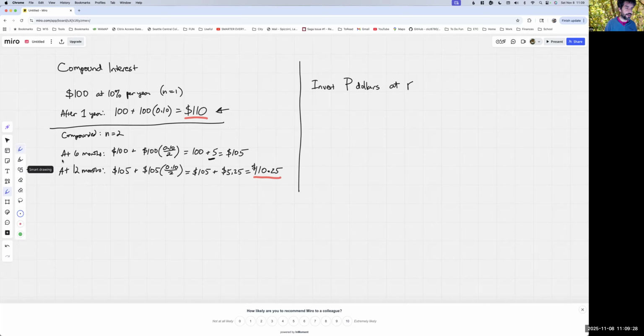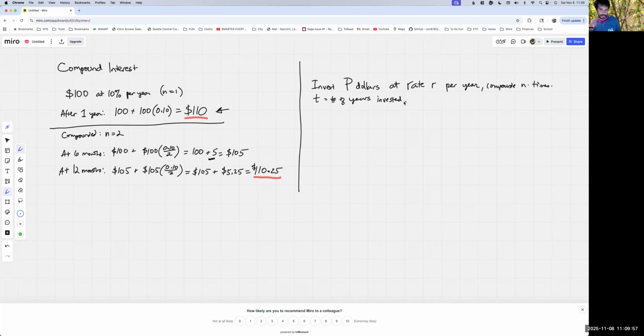At a rate of R per year, compounded N times, and T is going to be the number of years that we invest for.